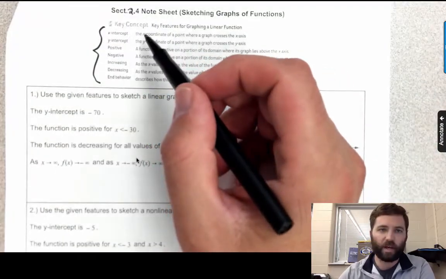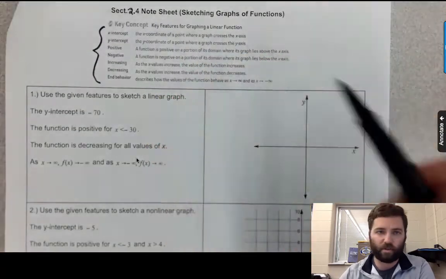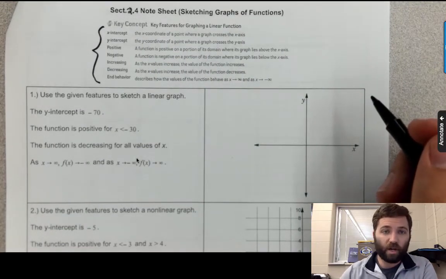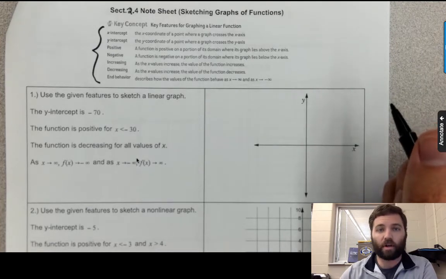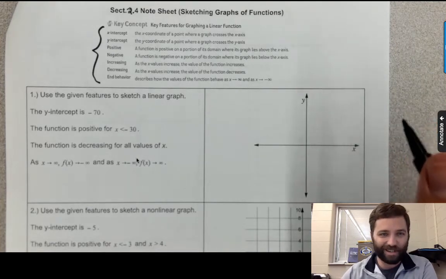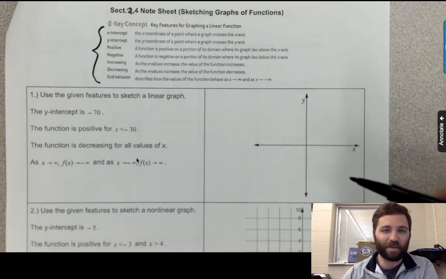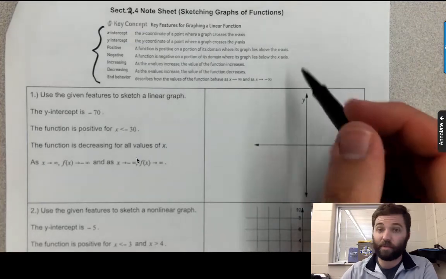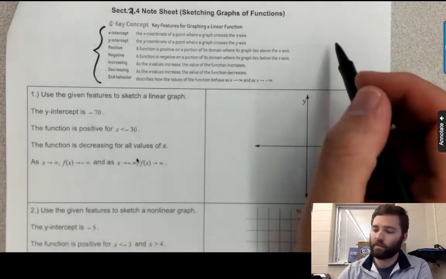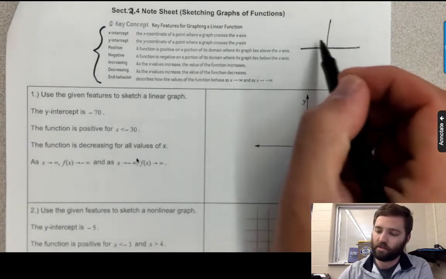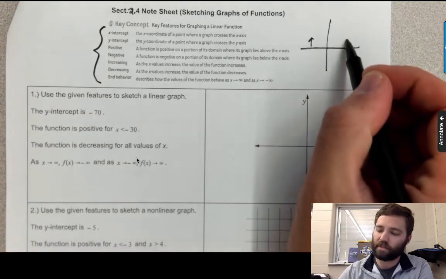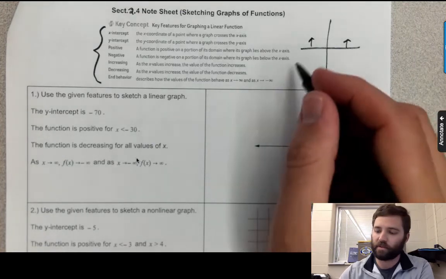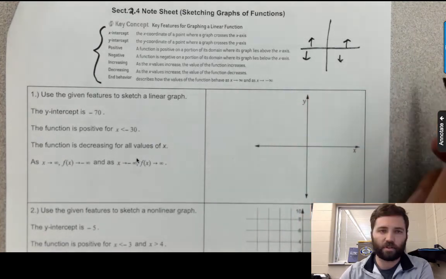So x-intercept, that is where a graph crosses the x-axis. The y-intercept is the y-coordinate of the point where the graph crosses the y-axis. Positive: when a function is positive, that's the part of the graph that lies above the x-axis. Positive means y values are positive, so above the x-axis. Negative is when the function is below the x-axis.